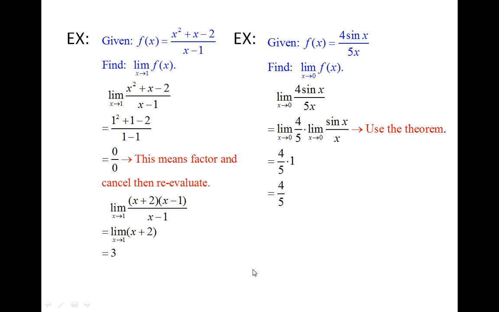Okay, the next example here, looking at 4 sine x over 5x, the question is, find the limit as x goes to 0. So again, as I plug in 0 right away, I'm getting 4 times 0 over 5 times 0. So 0 over 0 again. Again, I can't factor anything on this one.